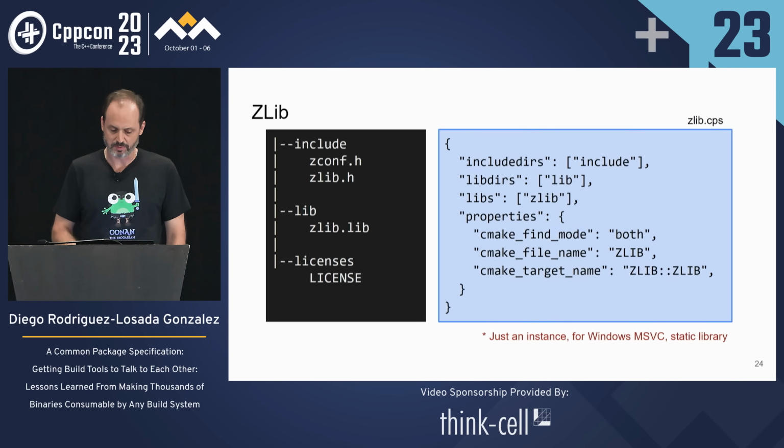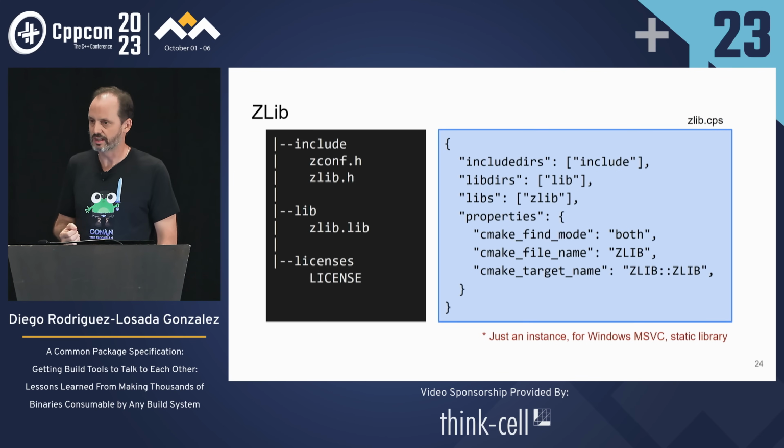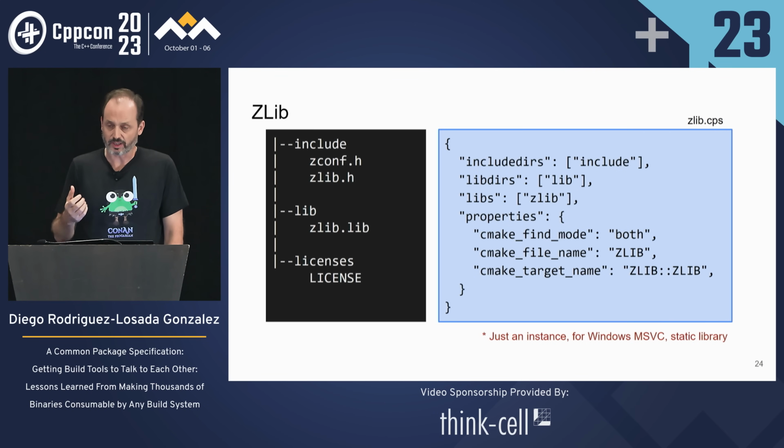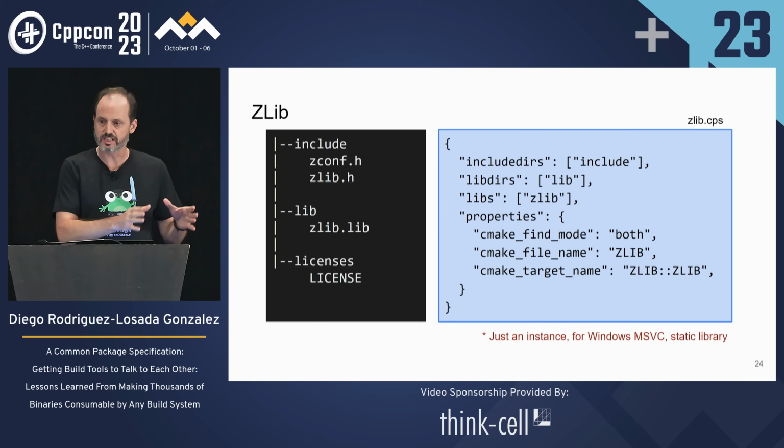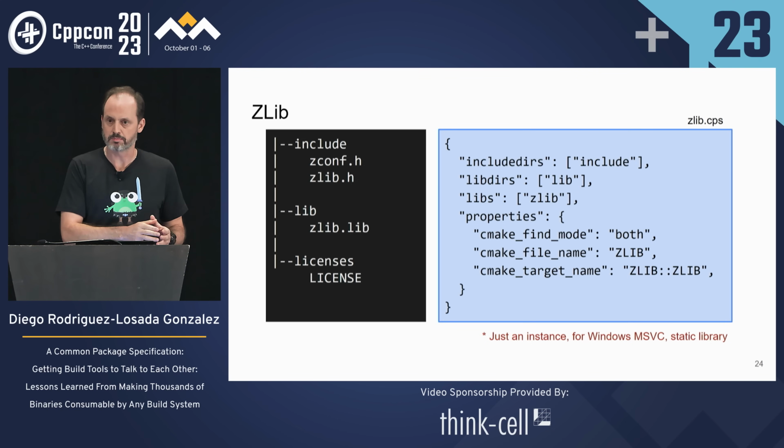Let's start with the setlib library. When we are building setlib, we will have something on our disk like this. We have an include folder with some headers. We'll have a lib folder with the static setlib library there. And this is the CPS file that we can use to represent such a package. There are several fields here. Remember, this CPS is just for this specific build of the setlib package, which is Windows, Visual Studio, static library.